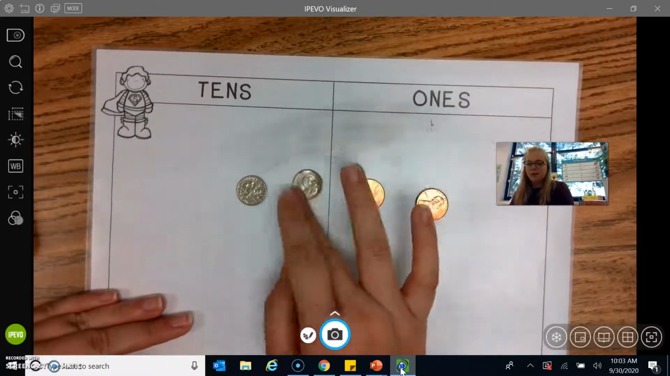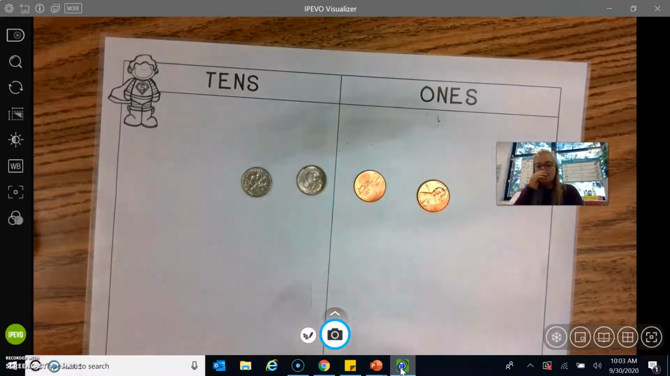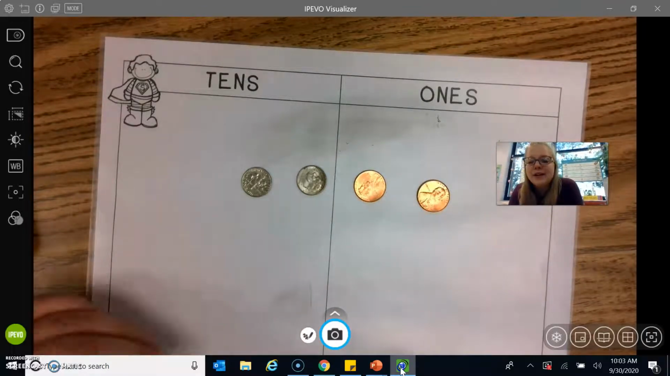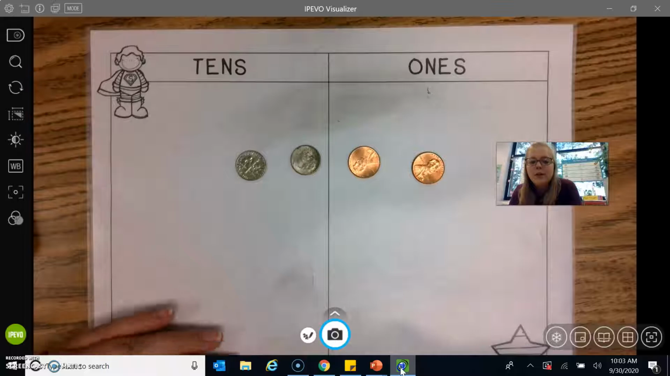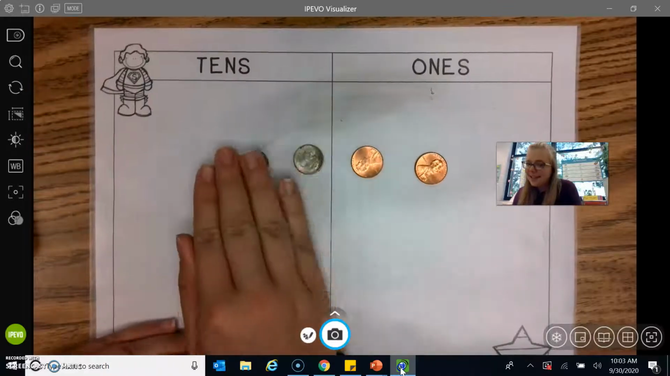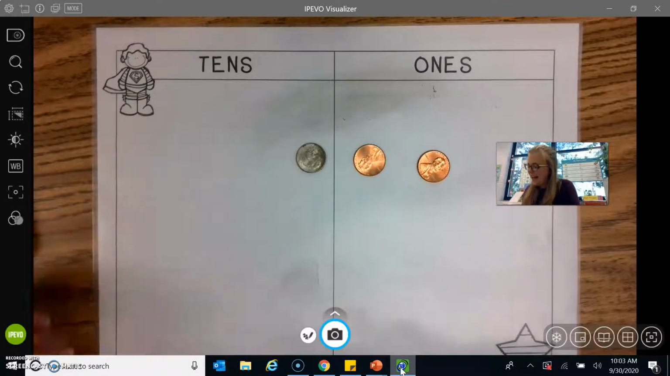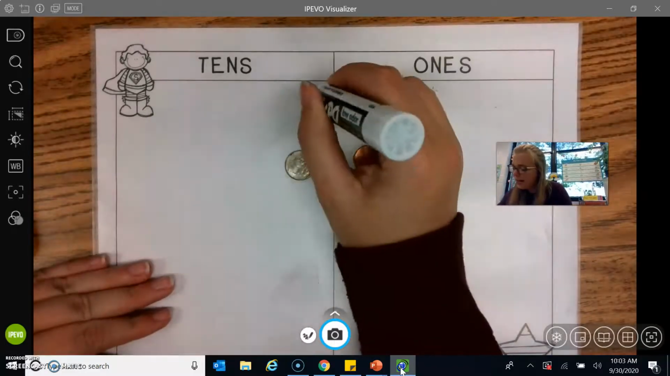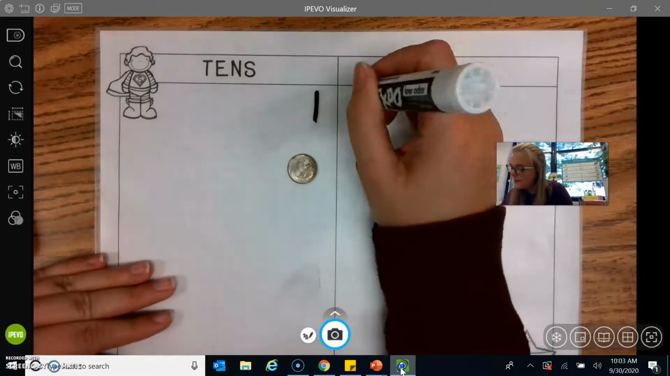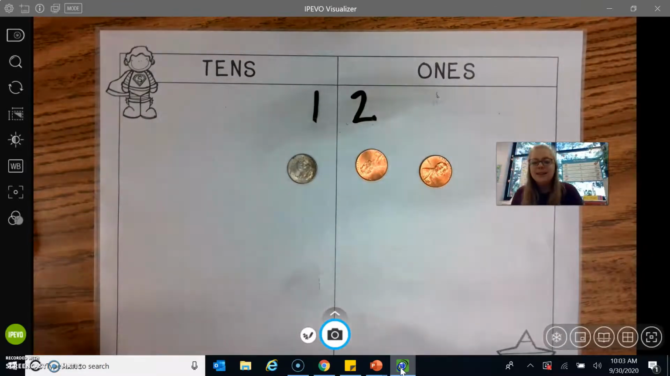Okay, so I'm back to 22. What is 10 less than 22? I'm going to take 10 less. I need to take away a group of 10. So 10 less than 22. I now only have 1 group of 10 and 2 ones. 10 less than 22 is 12.